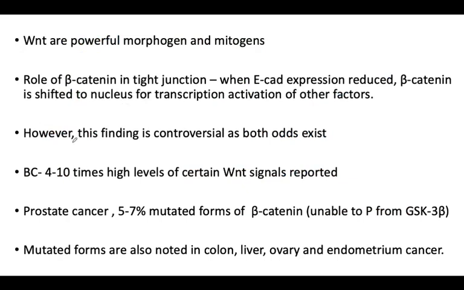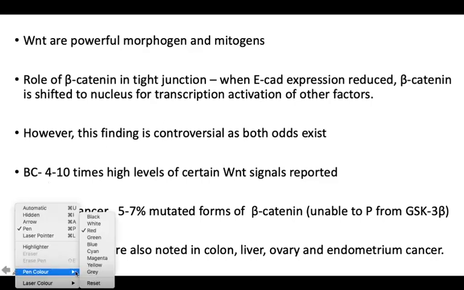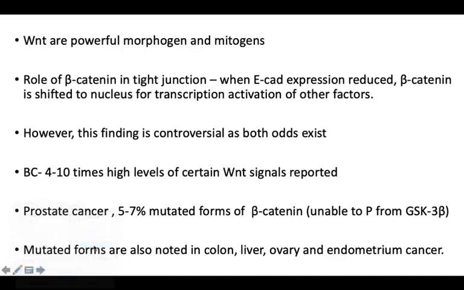Wnts are powerful morphogens and mitogens. The role of beta-catenin in tight junctions has also been established. When E-cadherin expression is reduced, beta-catenin is shifted to the nucleus for transcription activation of other factors. However, there is an interesting puzzle that still remains: inside the cell there are two forms of beta-catenin present.